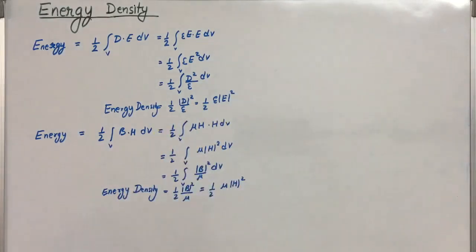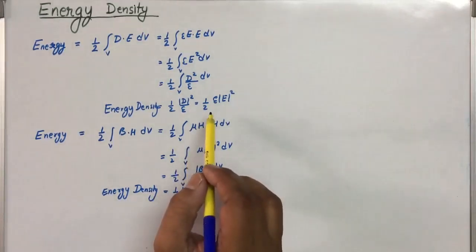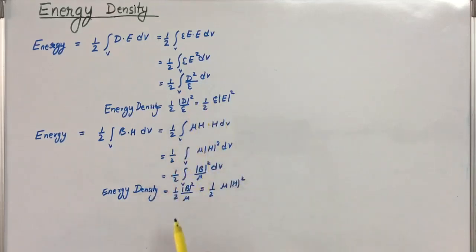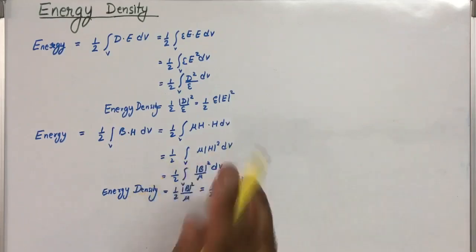So from here it can be seen that the electric as well as the magnetic field can be used for storing energy. In the electric field, capacitors are used to store energy. Similarly, in the magnetic field, inductors are used to store the energy.